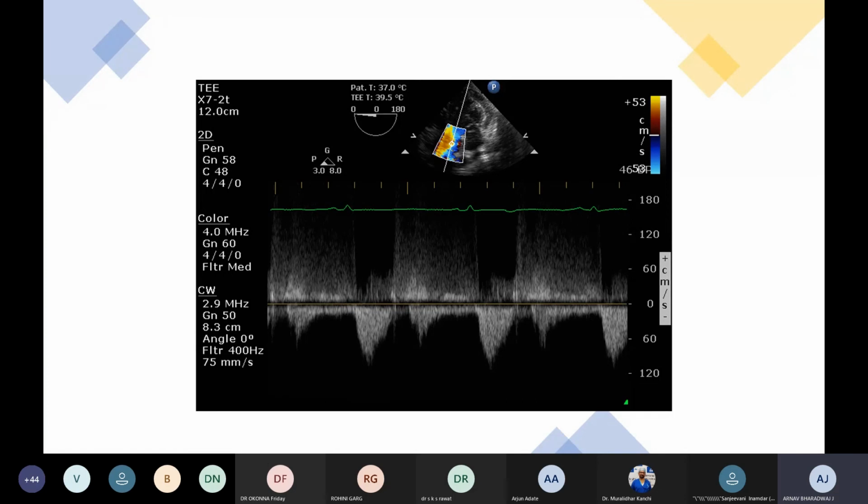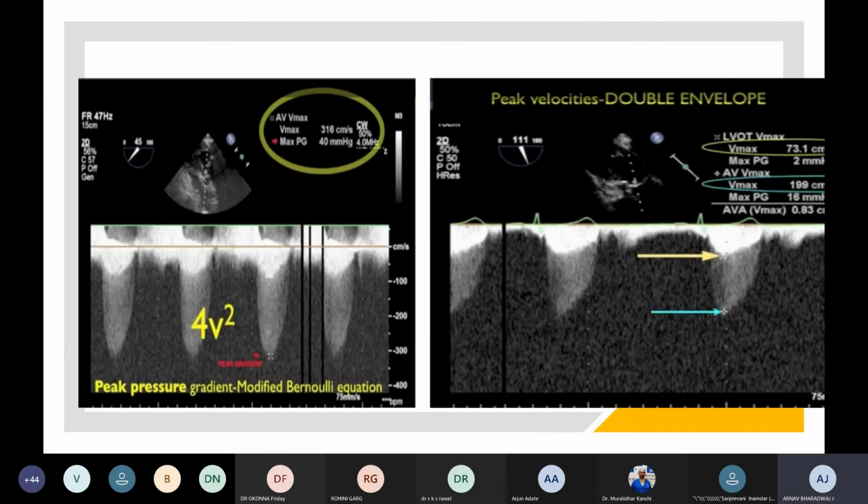To align the Doppler line, we can utilize color Doppler, or we can turn the probe to get the maximum acoustic signal. This is how we measure the peak or maximum velocity. You can get it, and 4 times the maximum velocity squared gives you the peak pressure. These are the double envelopes. This shows the LVOT envelope, and this is the aortic valve envelope.